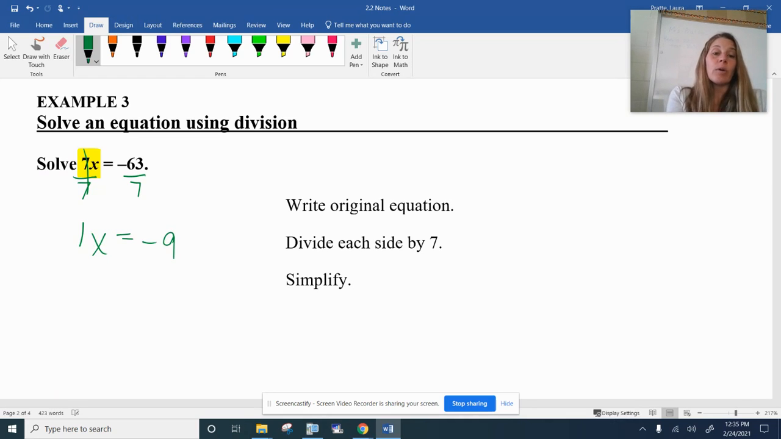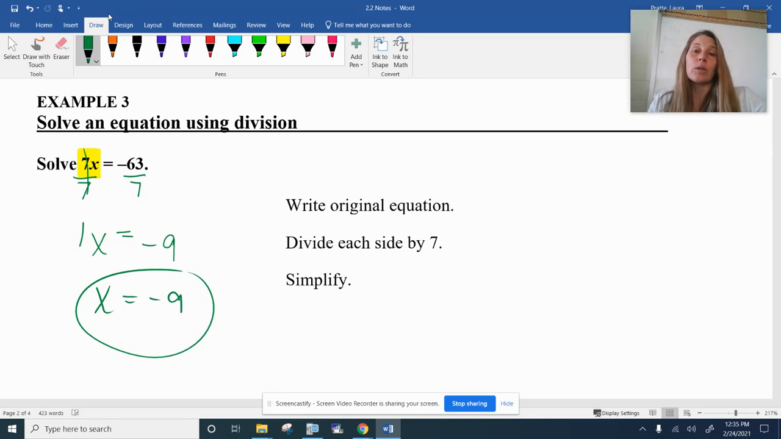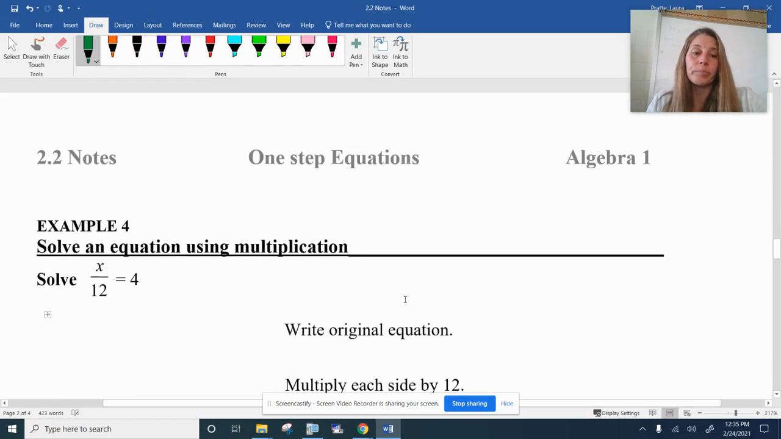Now, in algebra, we typically don't worry about putting a 1 in front of a variable. So if a variable's 1x or 1y or something, it's just implied if we just write the variable by itself. So in this case, our answer would just be x equals negative 9. Again, you can still check your work by plugging into that original problem.